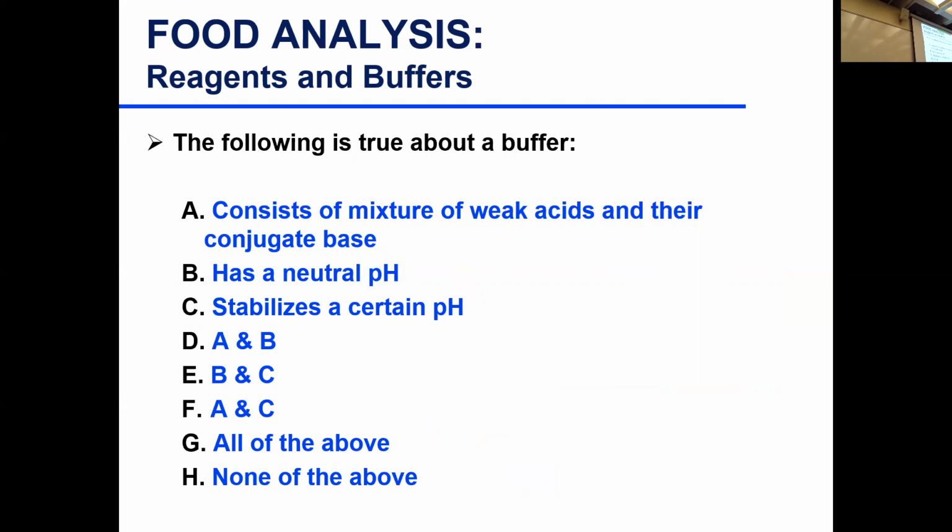So buffers are mostly used to stabilize a pH. Sometimes you need to stabilize your pH for an enzymatic reaction, for a chemical reaction, or for running samples on chromatography, where you really want to make sure your pH doesn't change during the reaction. That's where buffers are used. Okay, so what is a buffer? It consists of a mixture of a weak acid and its conjugate base. Sometimes we call it the salt, or the conjugate base. It means the same thing.